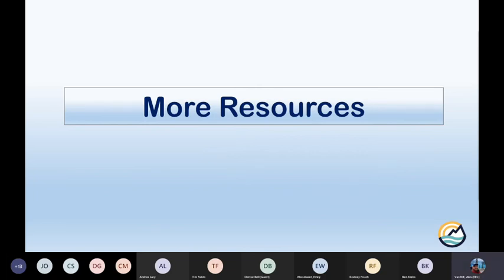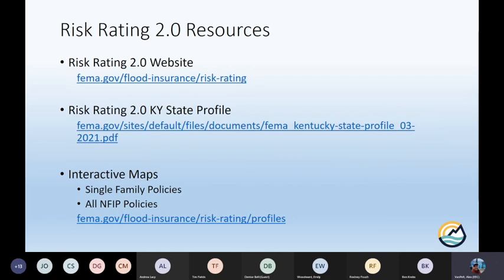Before we get to the Q&A, I do want to share a couple other resources. So FEMA has a whole website out there for Risk Rating 2.0. It's been out there for a while. You can take a look and get some generic information that you can share with folks. They also have created state profiles for every state and territory that they oversee. So I think it's like 56. It's 50 states, DC, and then the 5 territories. They have a state profile for each one of those.